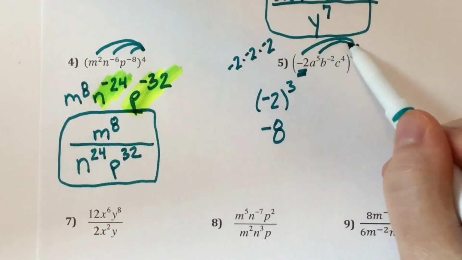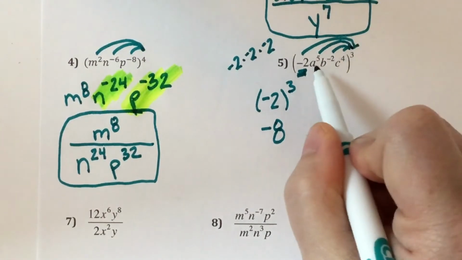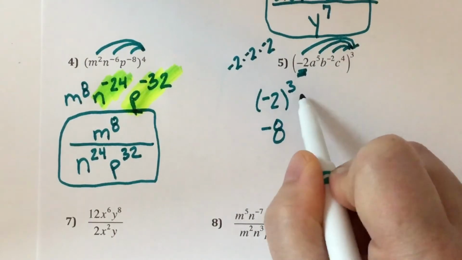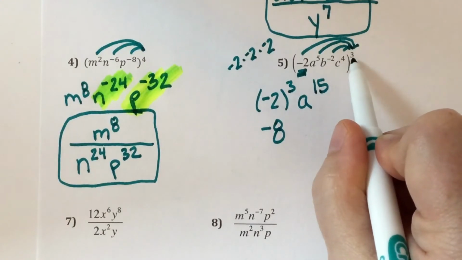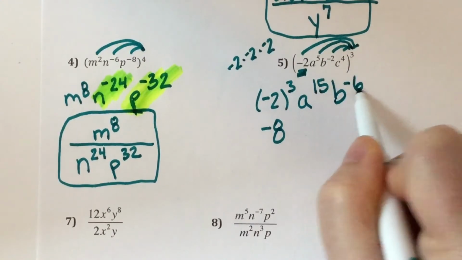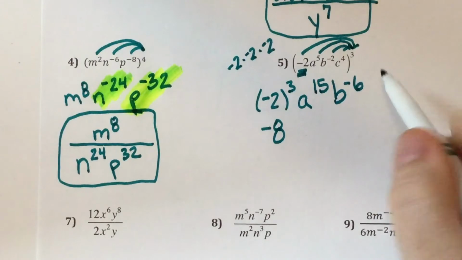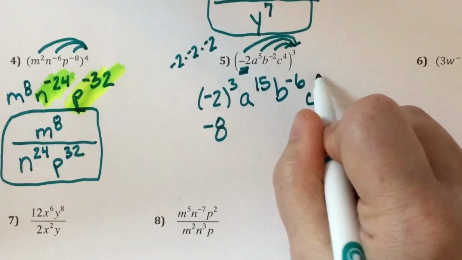And now I'm back to power to a power. So if there's a power to a power, then you multiply that. So 5 times 3 is 15, so a to the 15th. Negative 2 times 3 is negative 6. And 4 times 3 is 12, so c to the 12th.